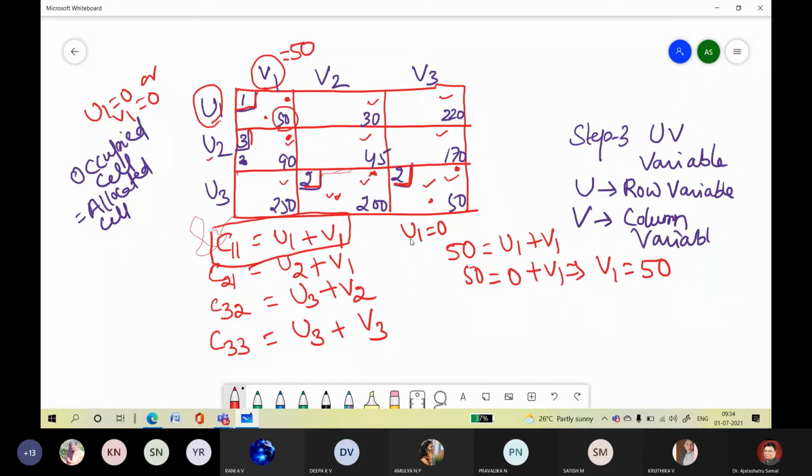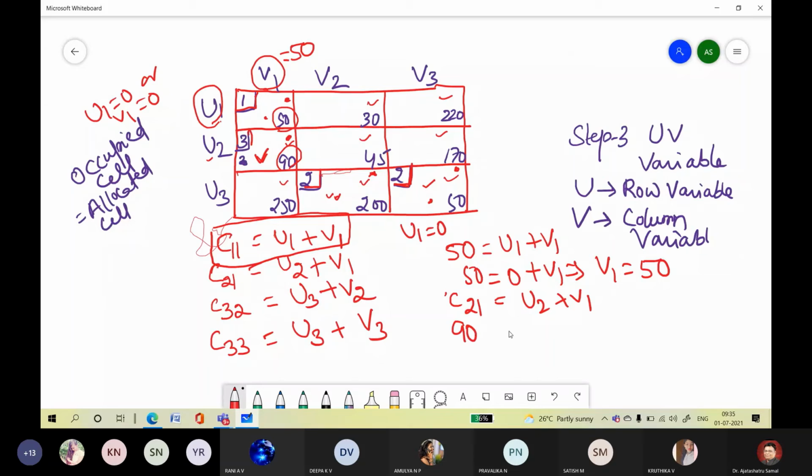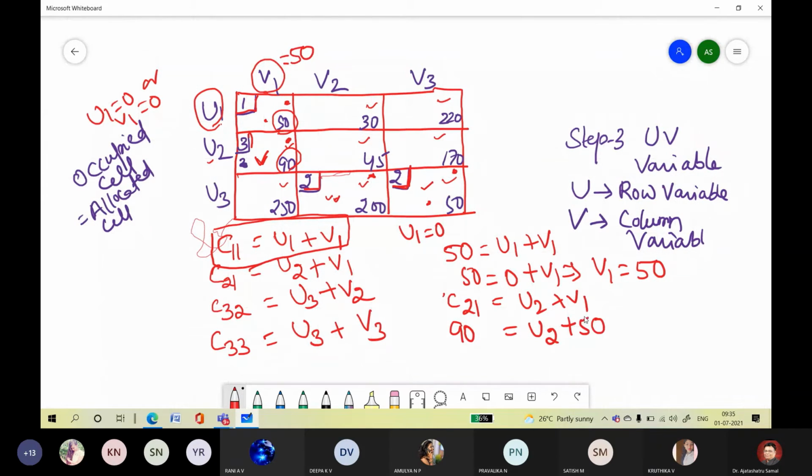Next, C21. I have to go for C21. So C21 is how much? C21 is 90. Correct? What is the formula? C21 equal to U2 plus V1. C21 is the cost cell value, 90. So 90 equals U2 plus V1. V1 you got how much? 50. Correct? Which implies V1 equal to 50. We got it in the previous equation.